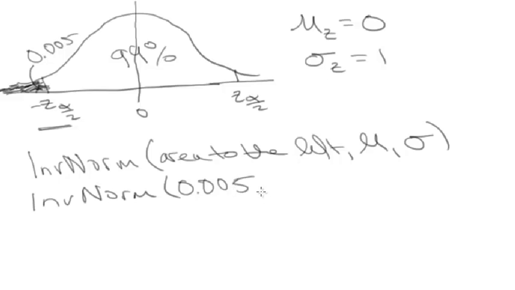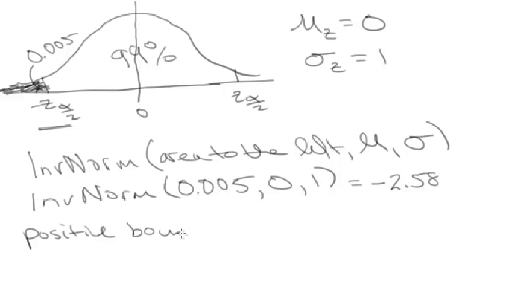0.005. And the mean will be 0, and the standard deviation will be 1. And that is going to provide for us negative 2.58. Now we do want the positive critical value, the positive boundary, and the reason why we want that is because we're trying to find the distance from the mean, and distances are always positive. That's going to be z sub alpha over 2.